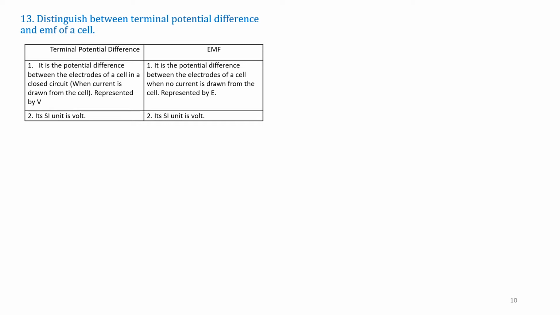It is represented by V. The SI unit of terminal potential difference is volt. Whereas EMF is the potential difference between the electrodes of a cell when no current is drawn, and it is represented by E. That means EMF is the terminal voltage when no current is drawn. The SI unit is also volt. Both are in volts, but the difference is that terminal potential difference is for a closed circuit, and EMF is for an open circuit.